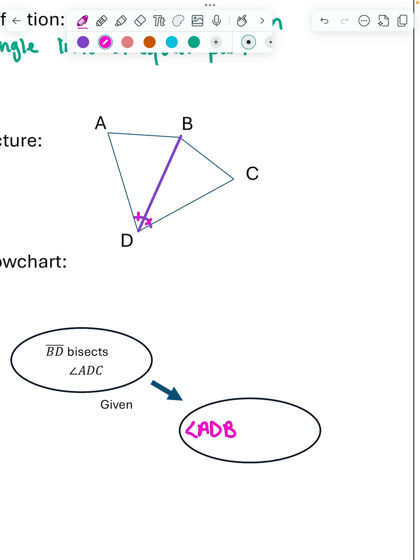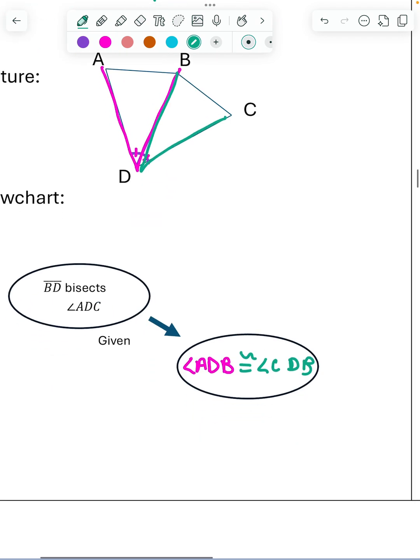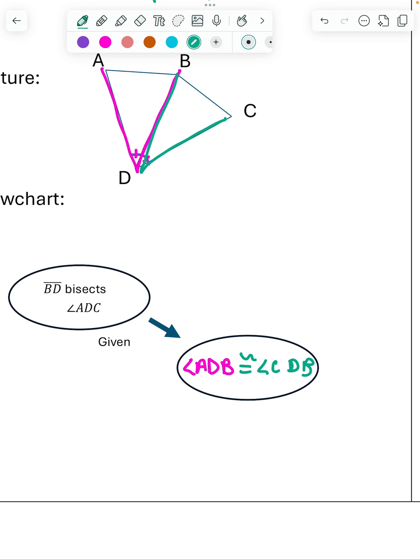That means that we now have 2 equal angles. Angle ADB is this one in pink. That is now congruent to the green one, angle CDB. It just cuts that angle into 2 equal angles. And the reasoning, we could say this if we were given that BD bisects this angle, is simply just writing definition of angle bisector.